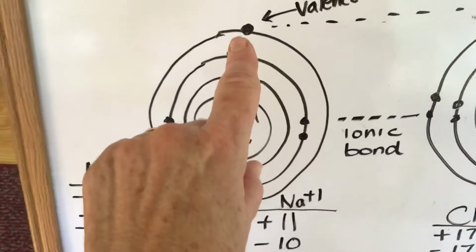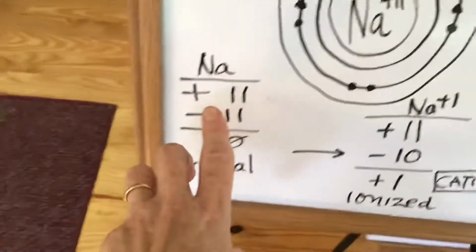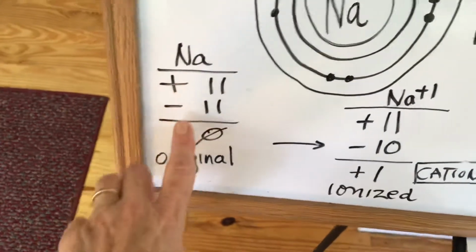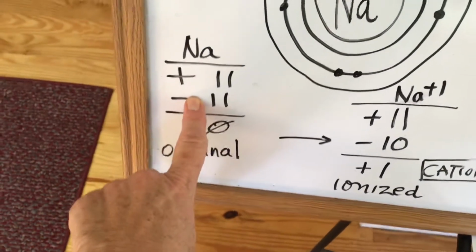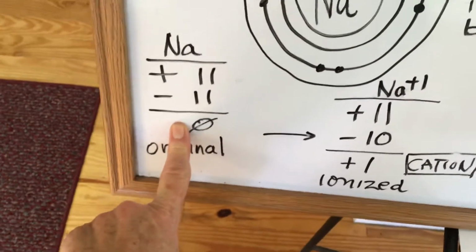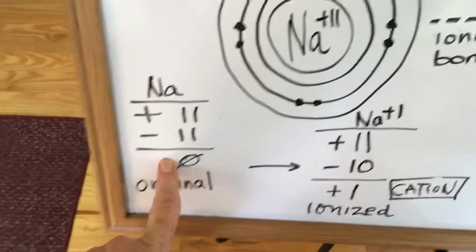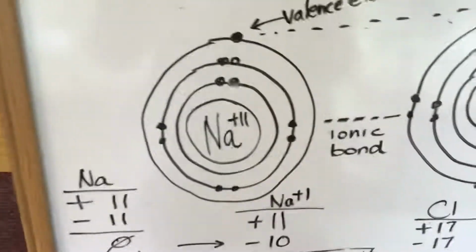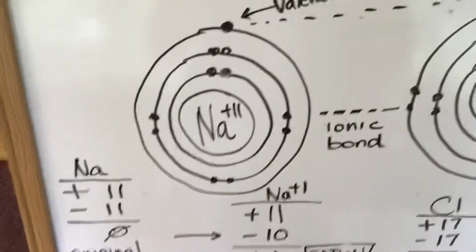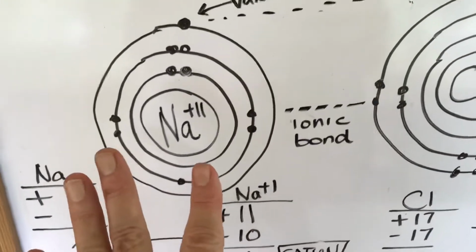That means that we have 1 valence electron, right? So its charge normally would be plus 11 in the central core, negative 11 electrons. That gives its overall charge of nothing, right? In its pure form, it would not have a charge. Now, if it ionizes, and we'll talk about why it would in a minute, that will change. So let's talk about chlorine first, though.